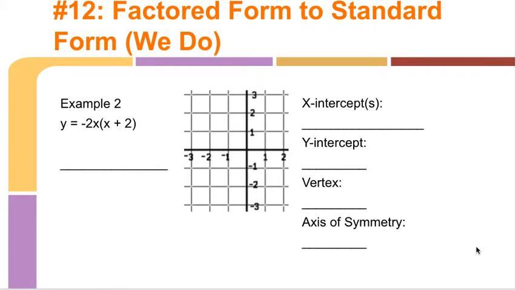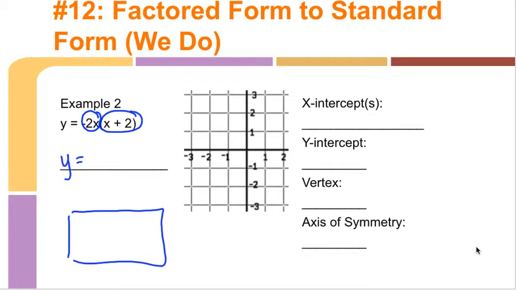Okay, so for example 2, again, I want to find the factored form. So what I'm going to do is use a box method. What's interesting here is I actually only have one term, and then x plus 2. So I'm going to make a box like this. It's just going to be -2x because I only have one term, and then x plus 2.